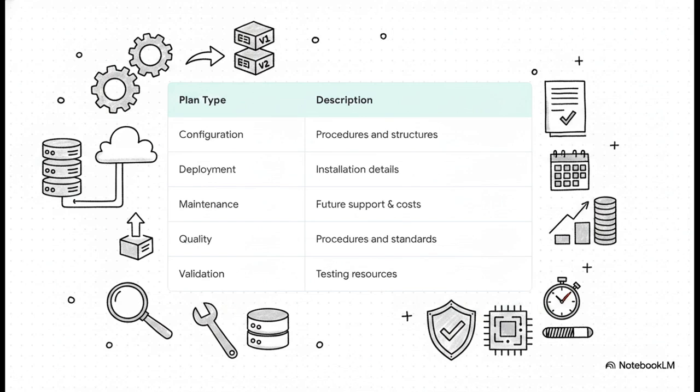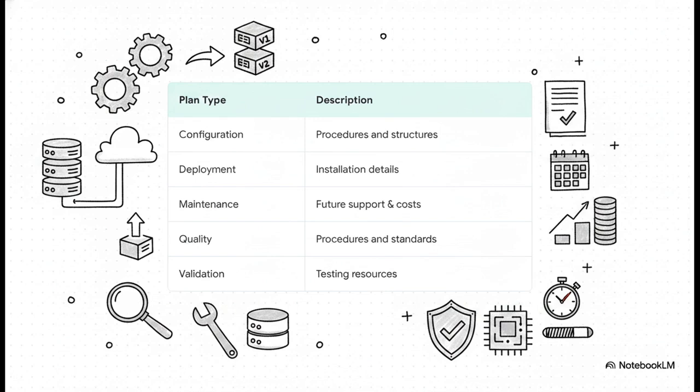First is the configuration management plan, which sets the procedures for managing different versions of the software and tracking all the changes. Next is the deployment plan. This details exactly how the software and hardware will be installed in the customer's actual environment, including how to migrate their old data over. Then we have the maintenance plan, which predicts the future support requirements and the costs once the software is actually live.